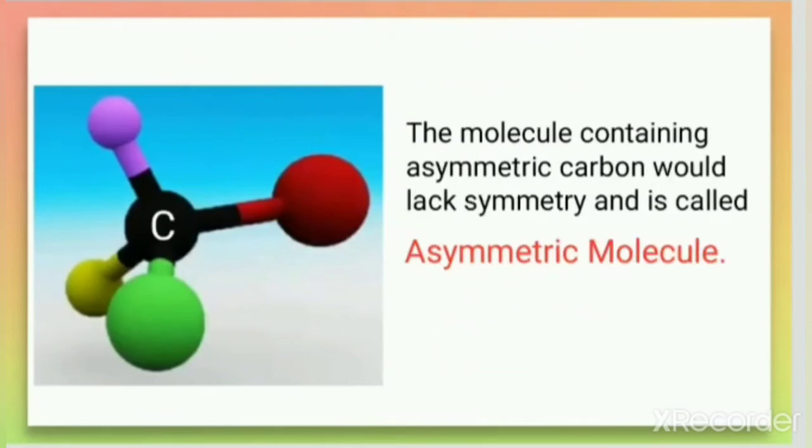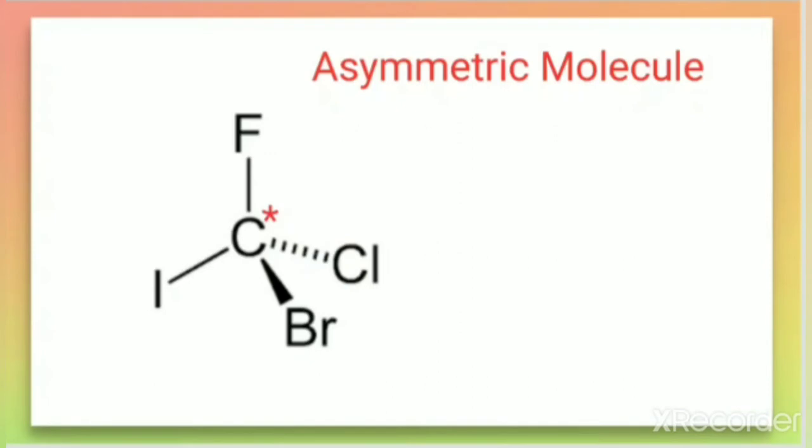And such a molecule is called an asymmetric molecule. That means a molecule containing an asymmetric carbon would lack symmetry. Therefore, it is called an asymmetric molecule. Let us take one example. Look at this structure. Here, the star mark is made for the carbon atom, which is the asymmetric carbon atom.